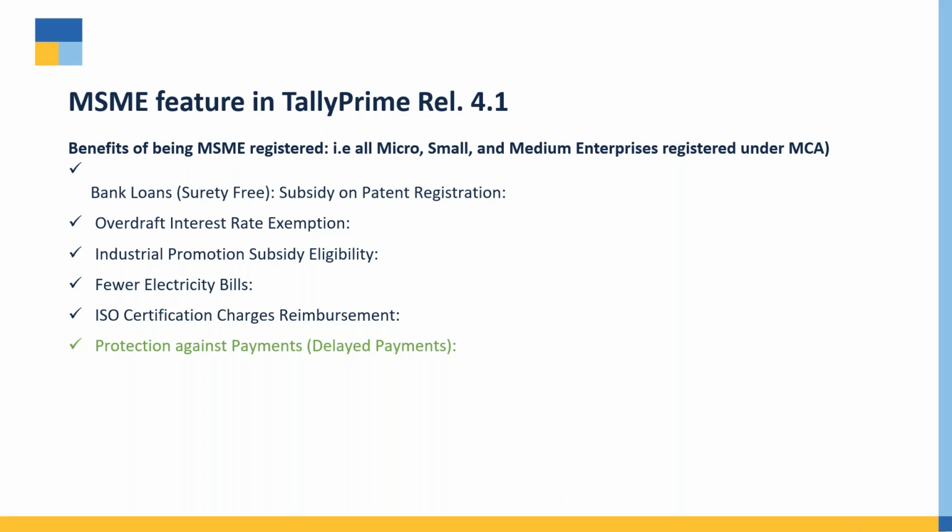So what is the protection the government is giving? It's very simple: any payment that has to be made to the MSME has to be paid within a credit limit of 45 days, as per the MSME Act. So how is that credit limit considered? How can we set it? All that will be demonstrated in the product.